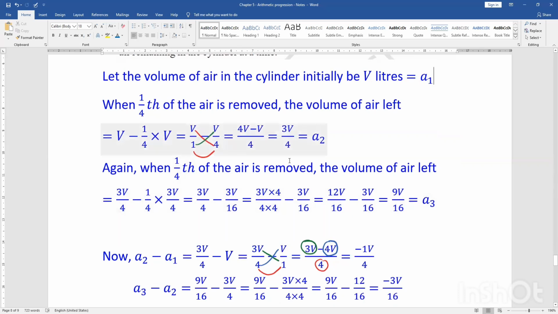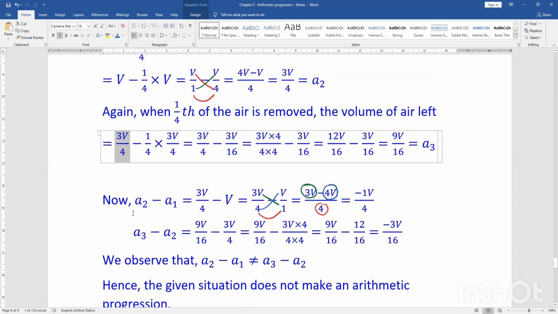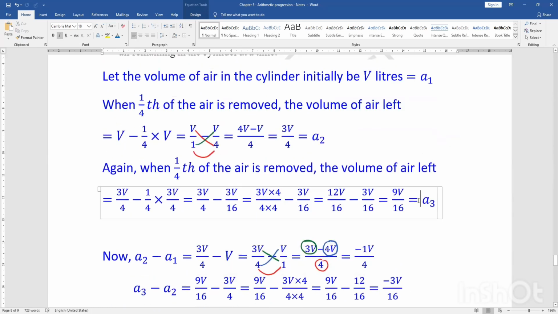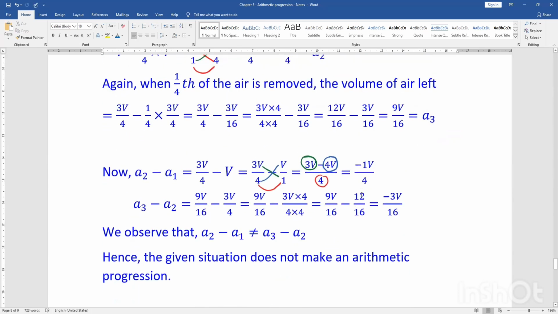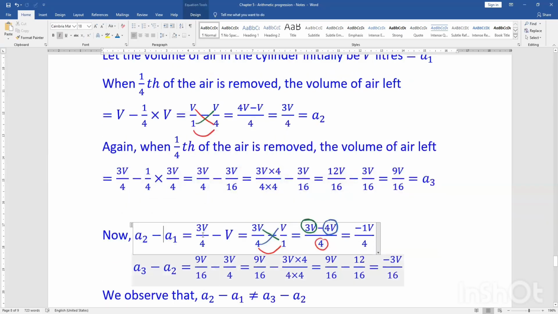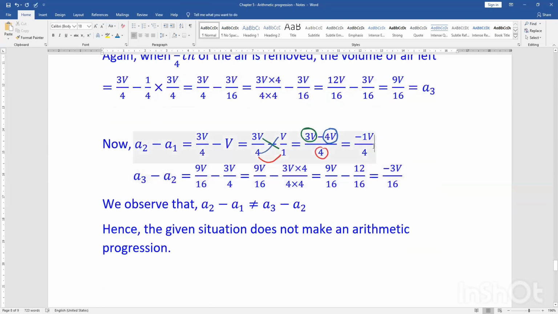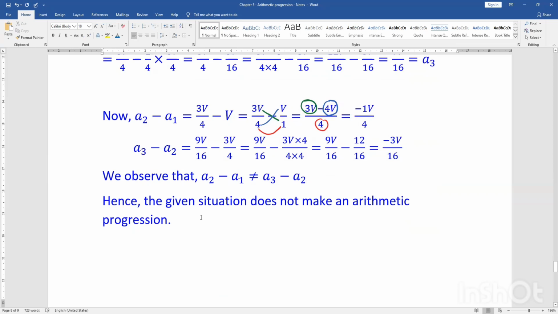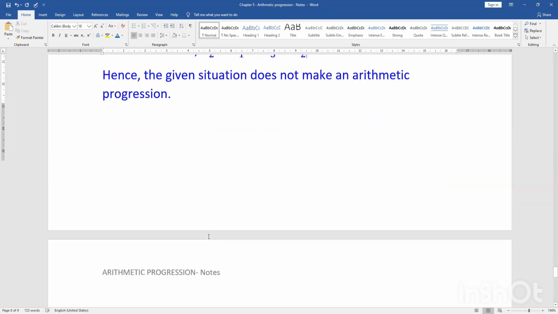Next, you take 3V by 4 as the initial volume and do the subtraction, that is 1 by 4 into 3V by 4, and then you get some value, correct? Now you keep this as A3, and this one you keep as A2. Then compare the values: A2 minus A1 and A3 minus A2. Now you will come to know that both values are different. So we can conclude that A2 minus A1 is not equal to A3 minus A2. So the conclusion is that the given situation does not make an arithmetic progression.